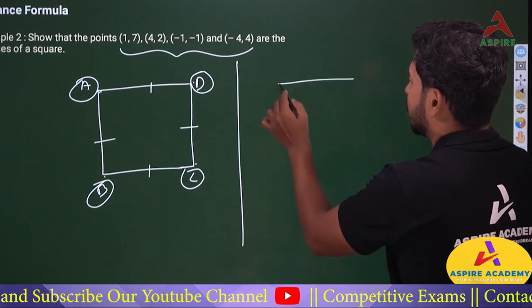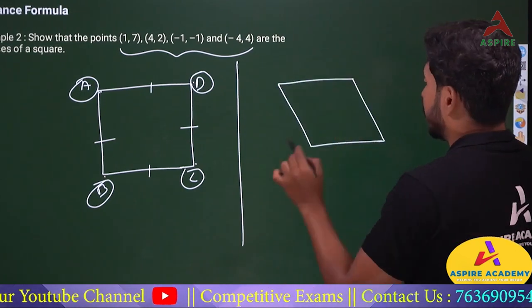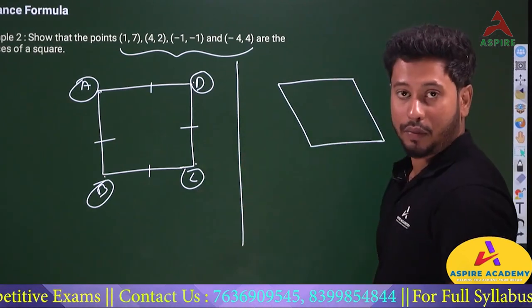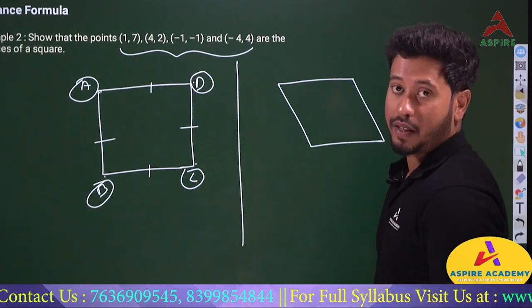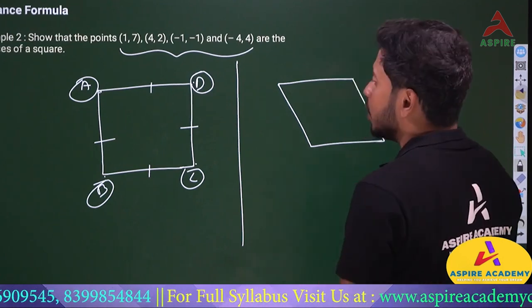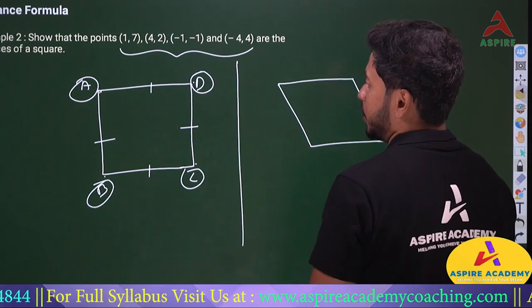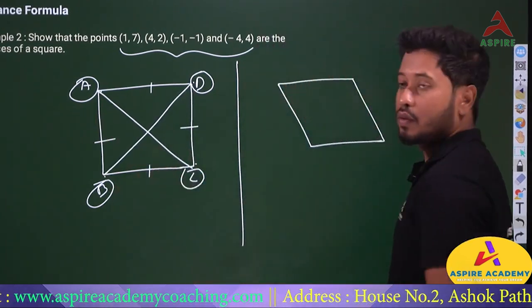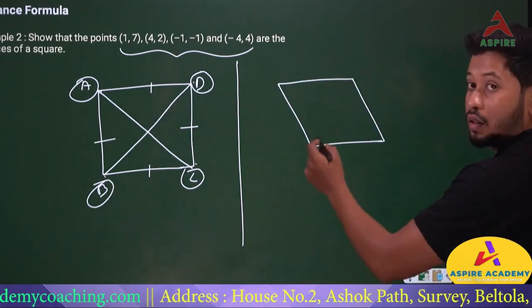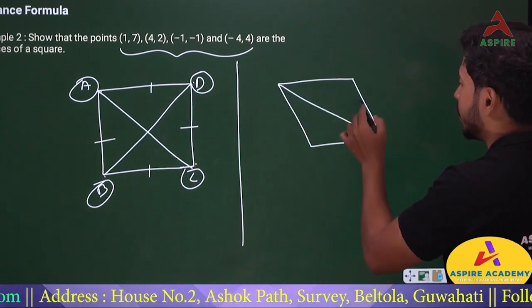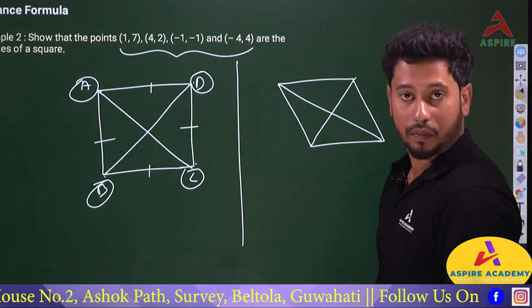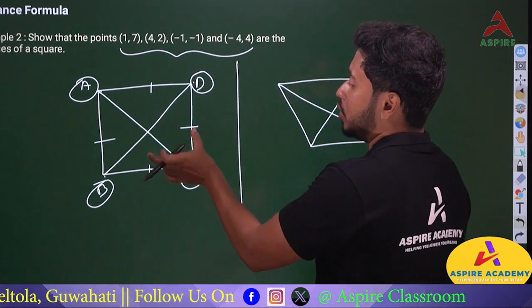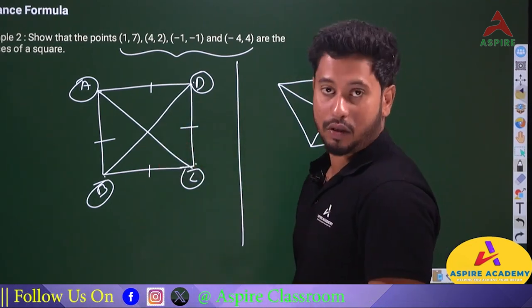Okay, that is rhombus, right? So between rhombus and square, we have to know the difference. What is the difference? Both the diagonals of a square are equal, but both the diagonals of a rhombus are not equal. Okay, so for this we have to also measure the length of the diagonals.